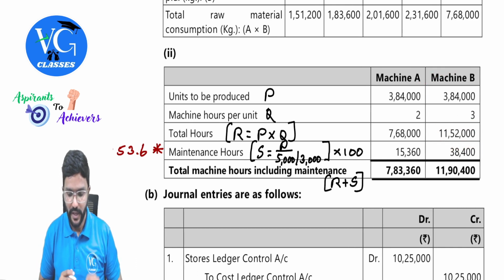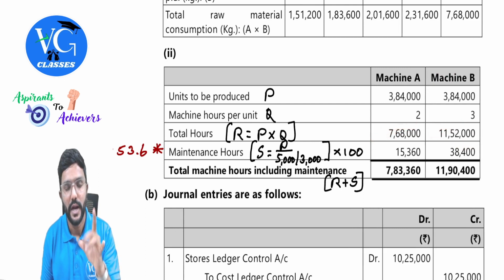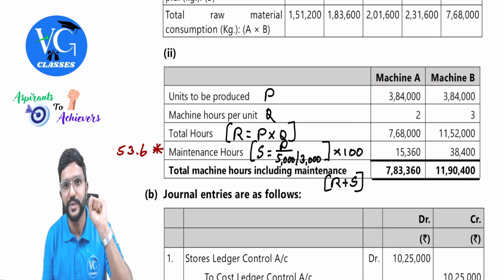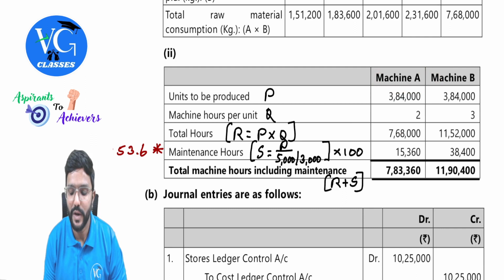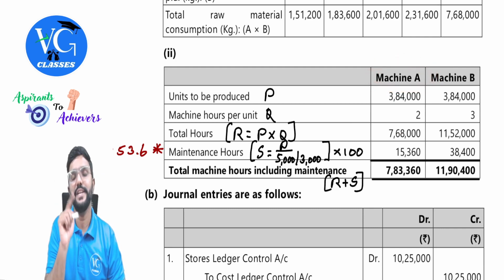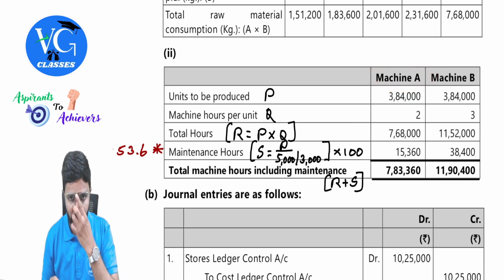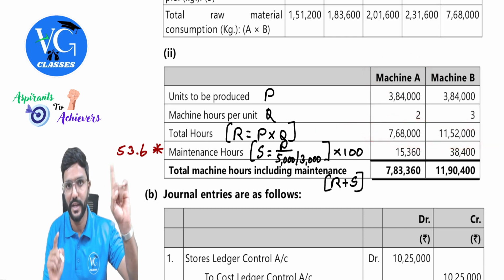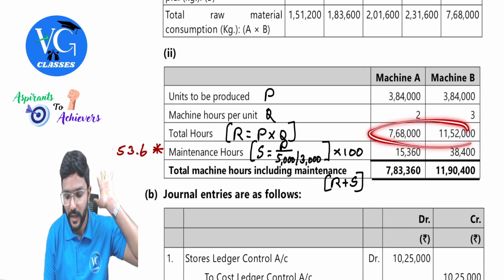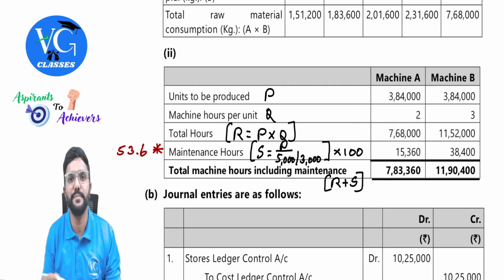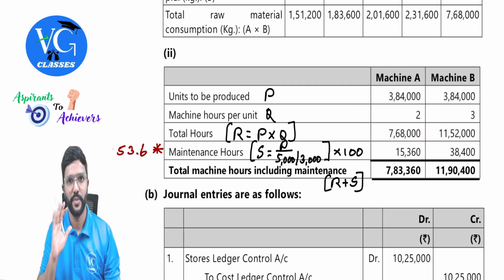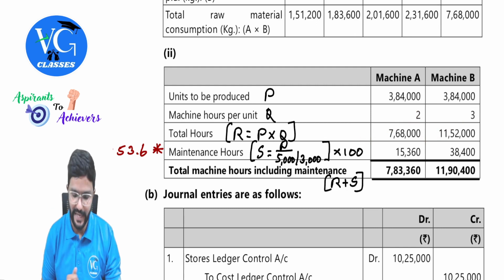And this is for production. Each and every one, please listen here. Once machine A works for 5,000 hours, we need to do maintenance for 100 hours. I repeat, once machine A works for 5,000 hours, we need to do maintenance for 100 hours. But please be careful, this is working hours, excluding maintenance time. How did we get it? Simple. How many units to be produced? For each unit, how many hours of machine A and machine B are required? So these are productive hours. Maintenance time we will calculate now.